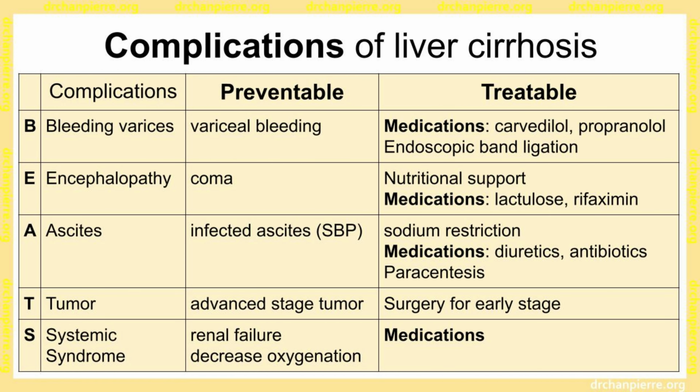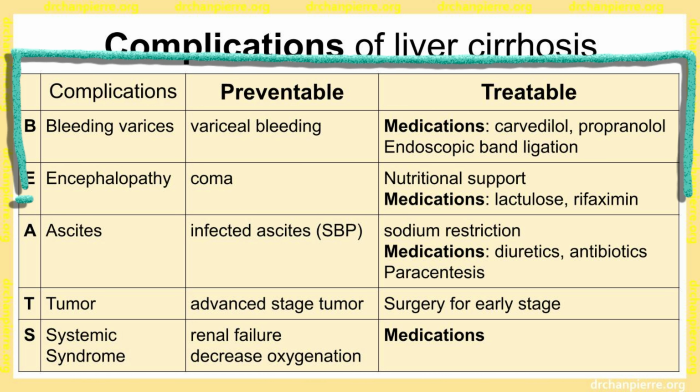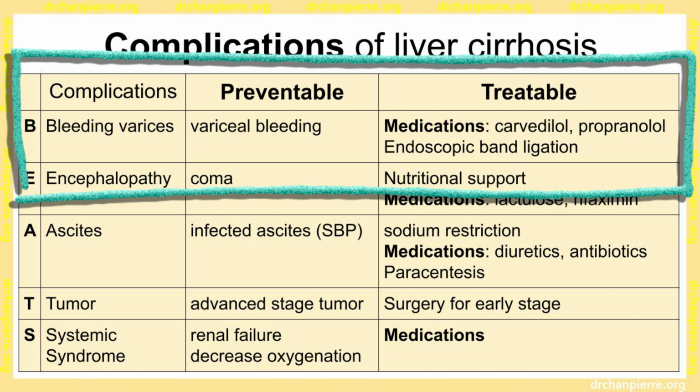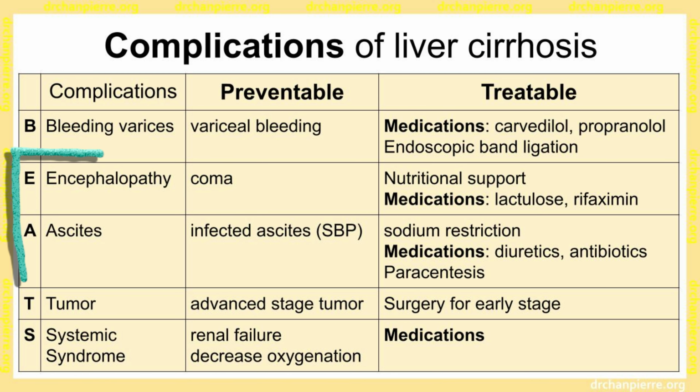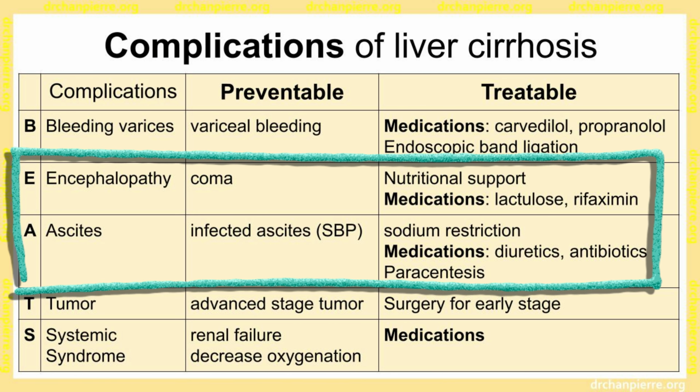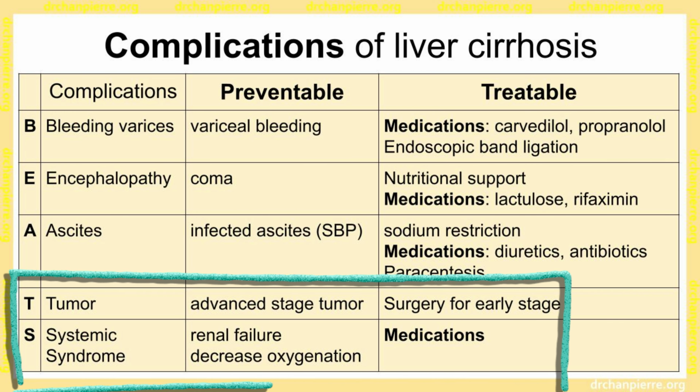Some of the severe forms of complications can be preventable and treatable. For example, variceal bleeding can be managed by medications and endoscopic band ligation. Encephalopathy can be managed by nutritional support and medications like lactulose or rifaximin. Ascites or infected ascites can be managed by diuretics, antibiotics, and tapping. For the tumor, early stage tumor can be treated by surgery.